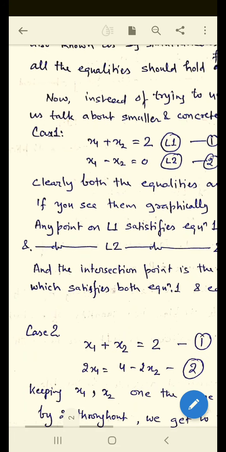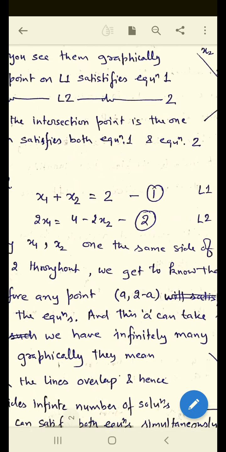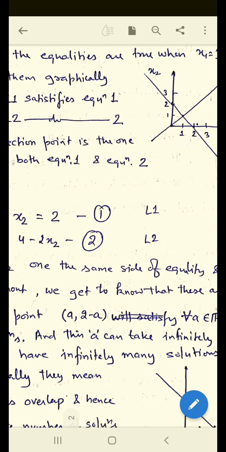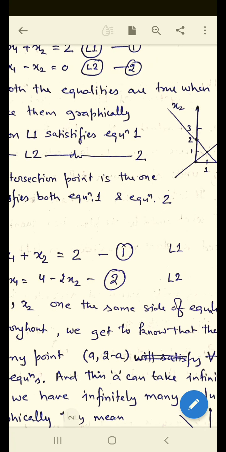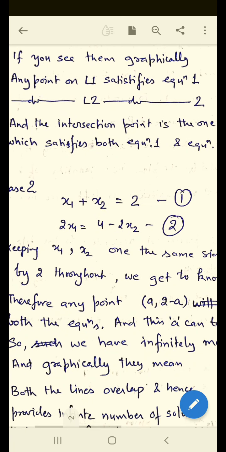So in this particular case we are able to find it out, and it's a pretty easy job that x1 equals 1 and x2 equals 1 satisfies both the equations, and that's it.